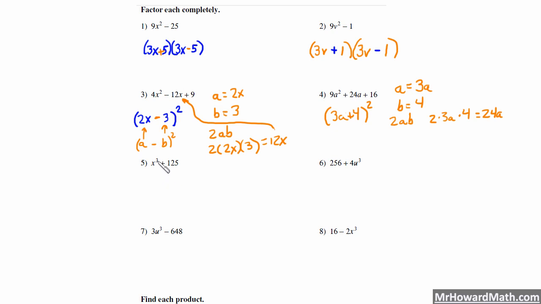And sure enough, the cubed root of x cubed is just x, right? Because x times x times x equals x cubed. So therefore the cubed root of x cubed is equal to x. Okay? So the cubed root of x cubed is just x, and the cubed root of 125 is 5.